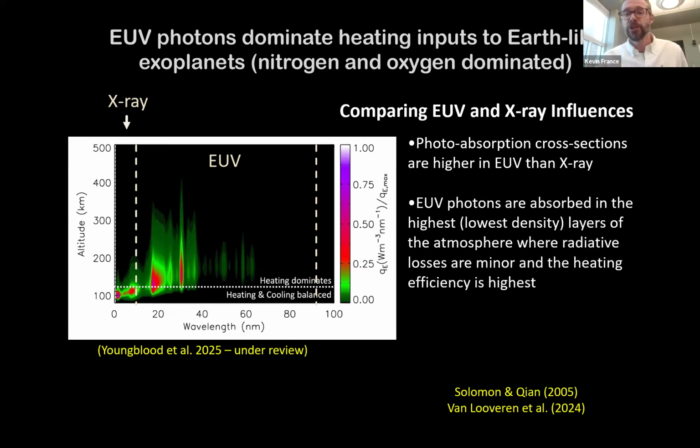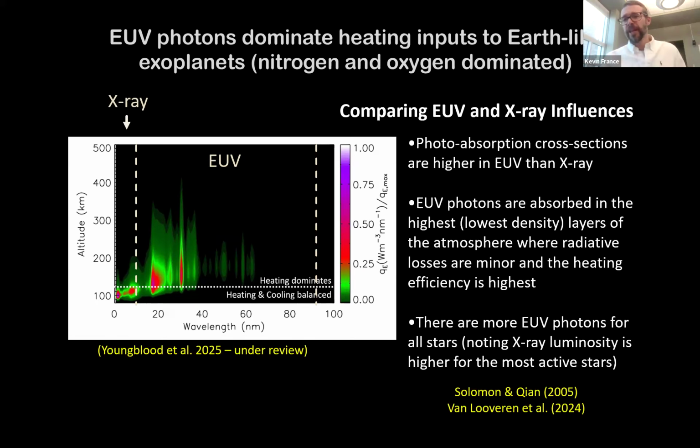And so the X-rays are absorbed deeper. The radiative losses are much higher, and so they actually play a smaller role in the heating. And then on top of which, there are way more EUV photons in a given star than there are X-ray photons. So noting that for the very youngest, most active stars, there may be a higher X-ray luminosity, but there are more EUV photons in every cool star.